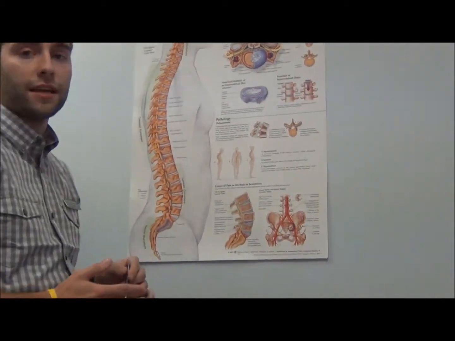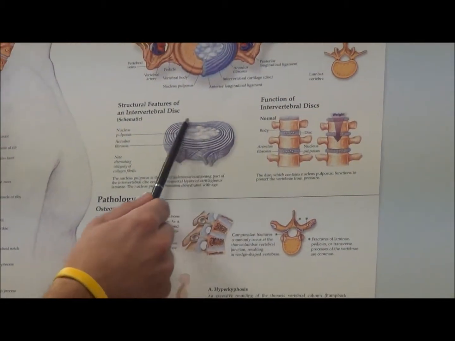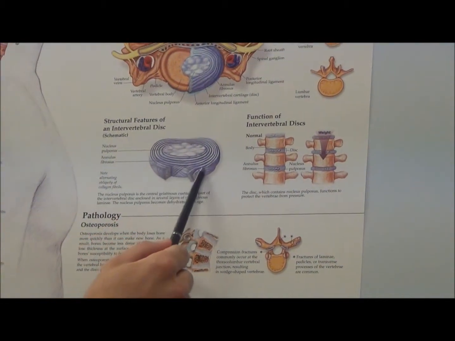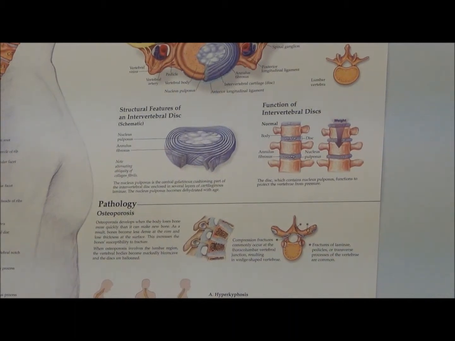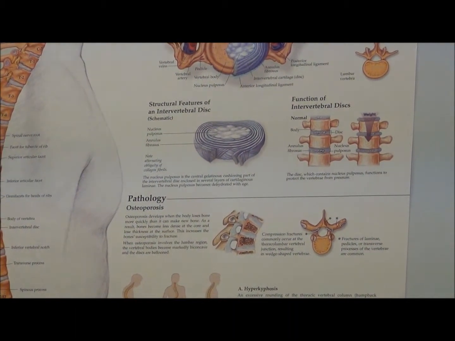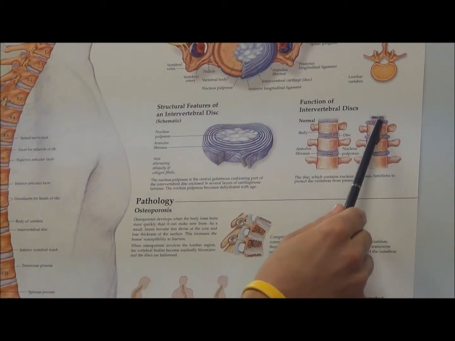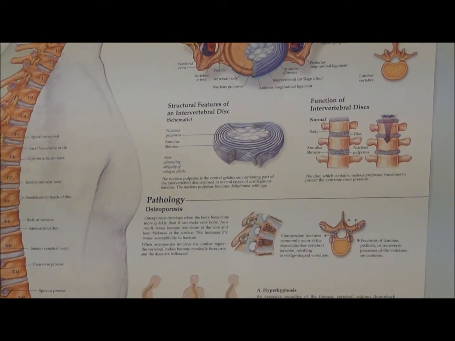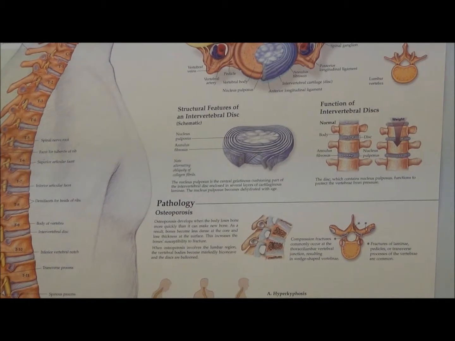You can think of this disc as a jelly donut. It's composed of a fibrous outer shell, or the bread of the donut, with a jelly-like center. The function of this disc, in between each bone of the spine, is to bear weight, and it acts as a cushion to reduce the forces on the spine.